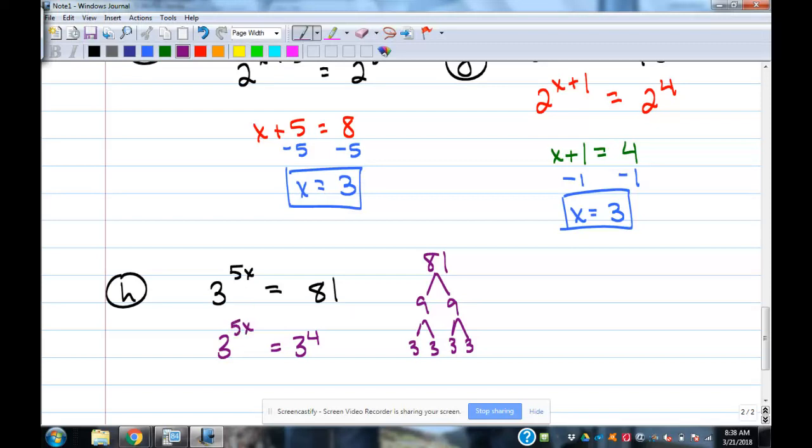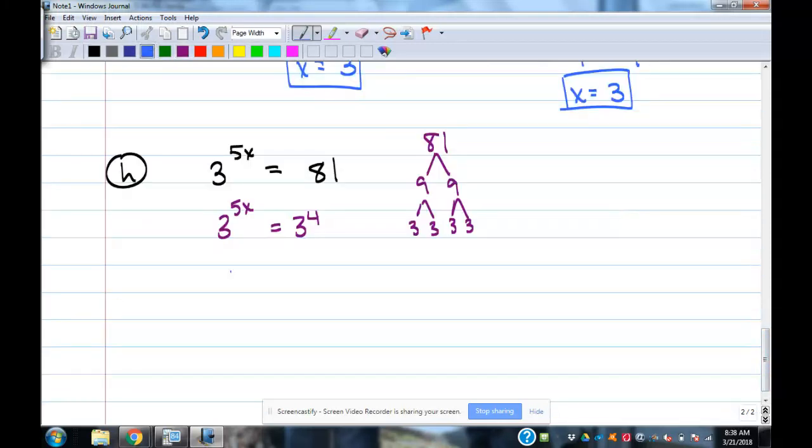Now we have the bases the same, and we set up our equation then. 5x is equal to 4. Divided by 5. x equals 4/5. And the guy in the back said, oh man, it's not 3. He thought he had it made.